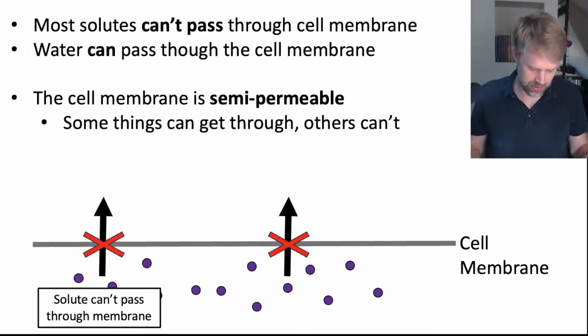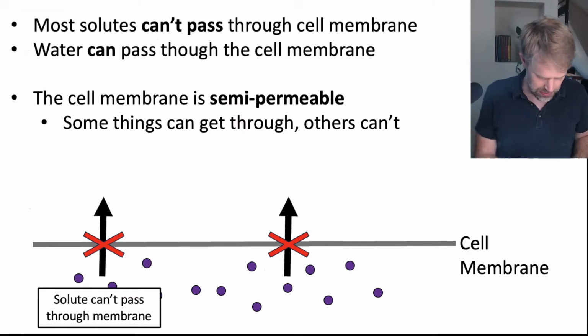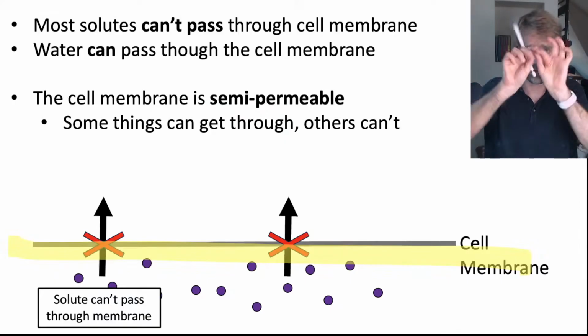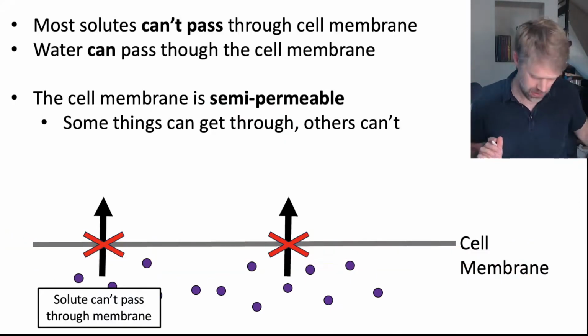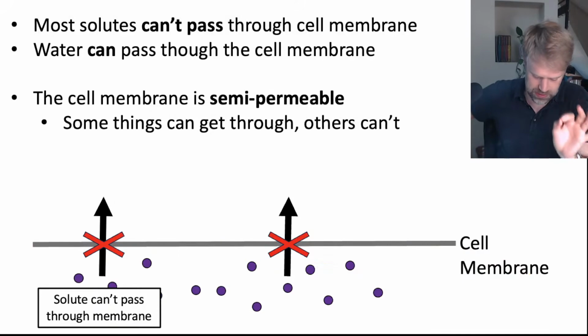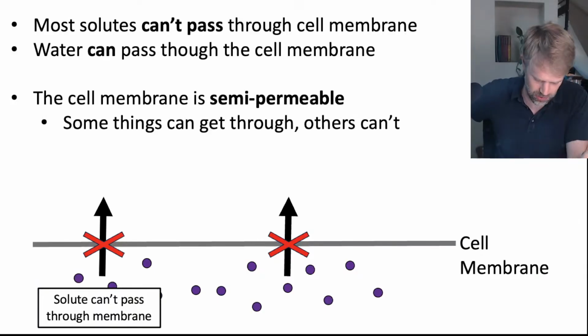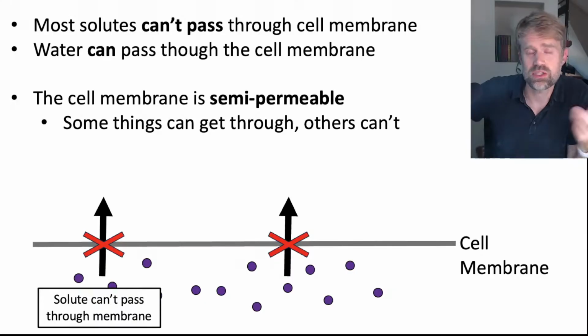I did a little diagram of this here. Imagine that this gray line is a cell membrane. Instead of showing you a full cell, I'm just showing you a little bit of the membrane. The solute, in this case the little purple circles, can't get out because it cannot pass through the membrane. Maybe it's too big, maybe the membrane doesn't like it. Whatever, it doesn't matter. It can't get through.